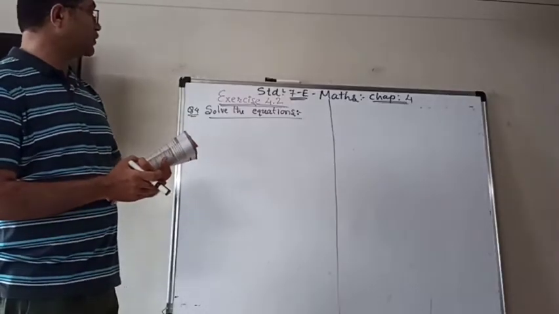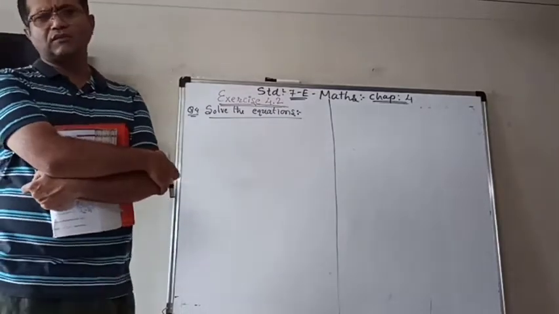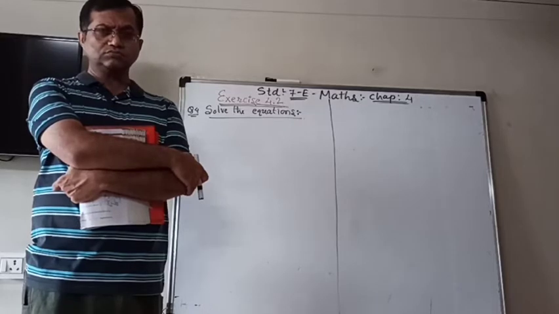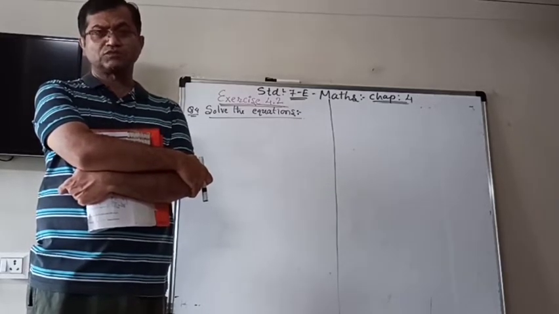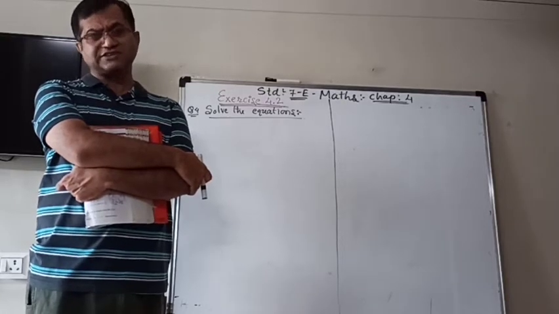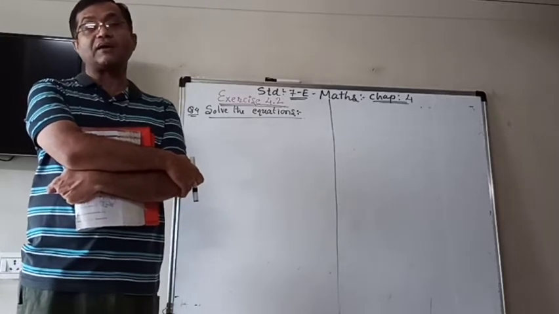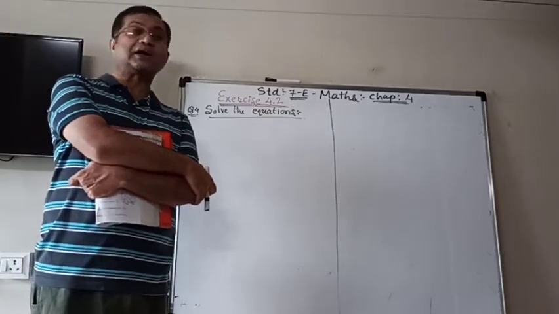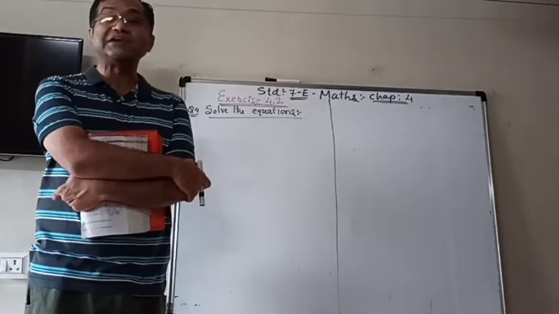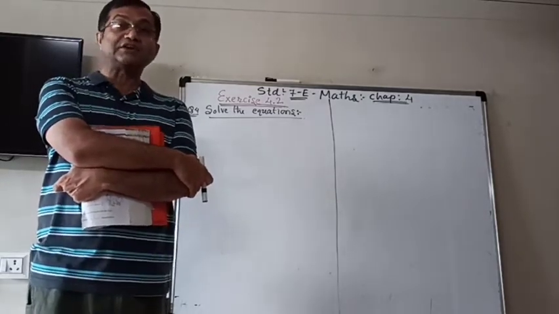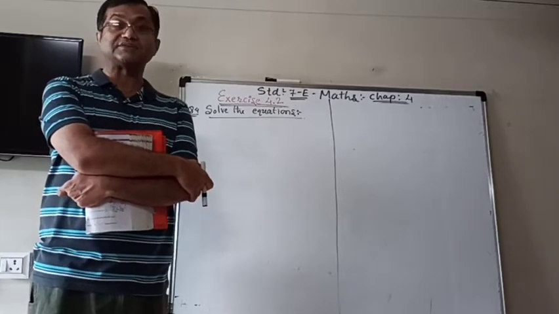Now question number 4, solve the equations. So now you are familiar with the steps. In the beginning we wrote down all the steps, adding this on both sides, subtracting that on both sides, multiplying by. Now we don't need to write them down. You have to just think in your mind and apply this.